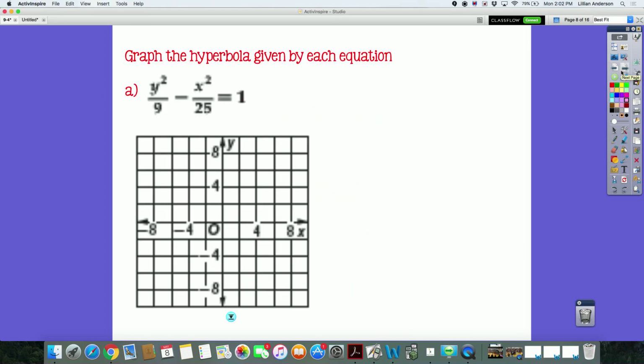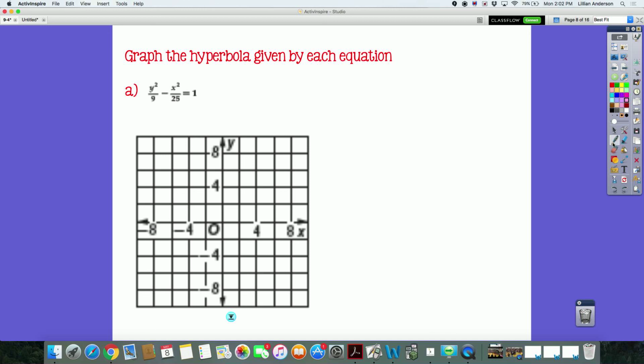So we're going to look at this first example of this particular hyperbola, and we are going to graph this equation. And of course, find all the other information as well. Kind of hard to see, but this is y squared over 9 minus x squared over 25 equals 1. First thing you want to figure out is the orientation. Is this a vertical hyperbola or is it horizontal?